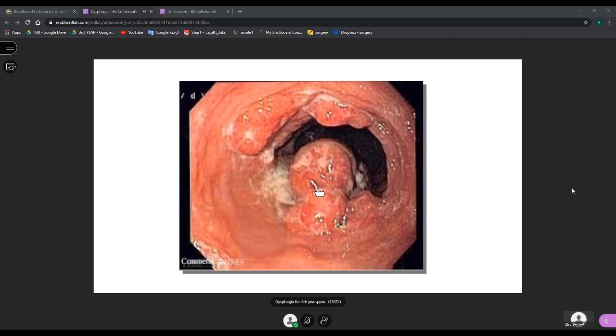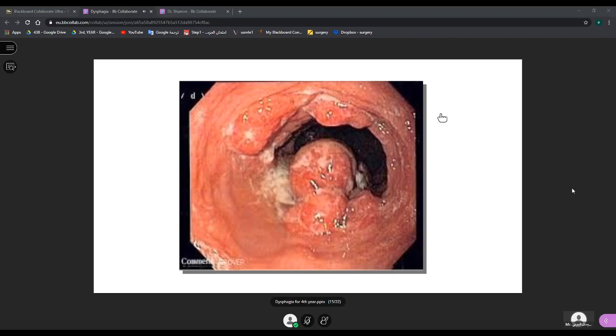So characteristically, regarding the pattern of dysphagia in esophageal cancer, it starts for solids, and then eventually it can be for solids and for fluids. Yes, Faisal.